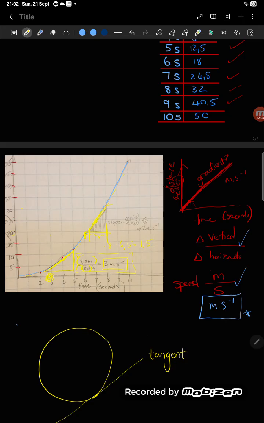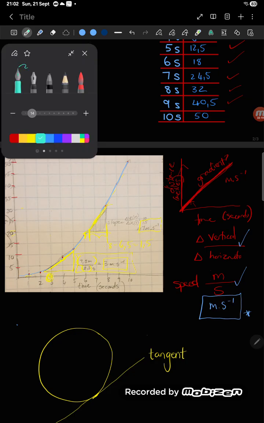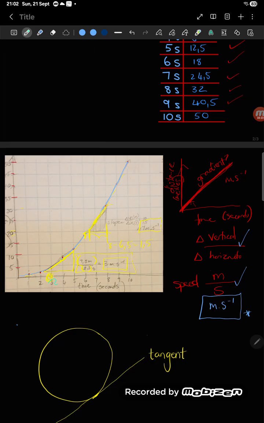So what have I got? 10 divided by 1.5 is 7 meters per second. What is the general pattern? What are you starting to see here? And can you make guesses about what's going to happen? If I'm moving at 3 meters per second in the 3rd second, and by the 7th second I'm moving at 7 meters per second, what do you think I'll be moving at by the 10th second? I'll probably be moving at 10 meters per second.